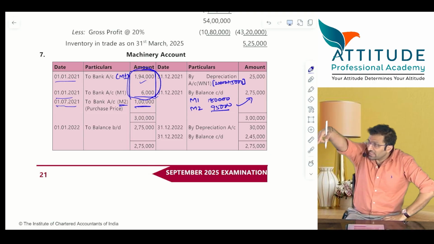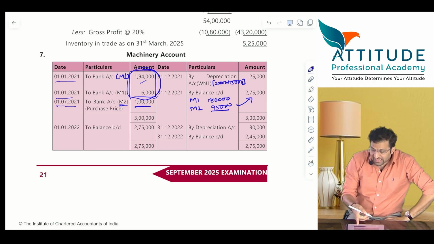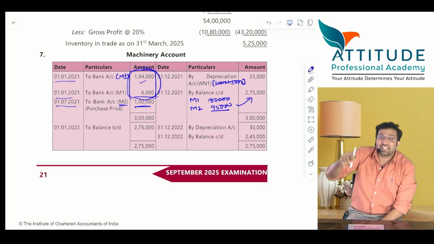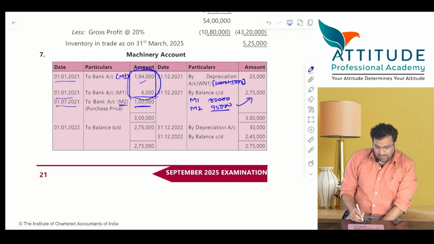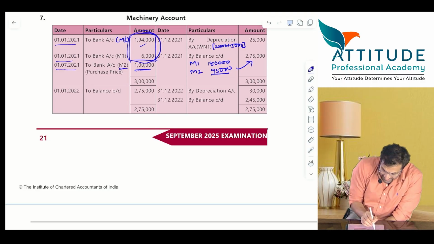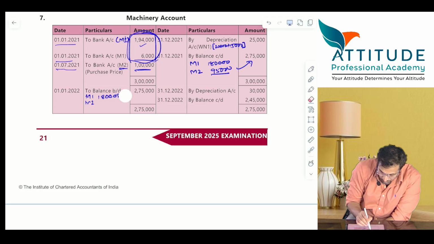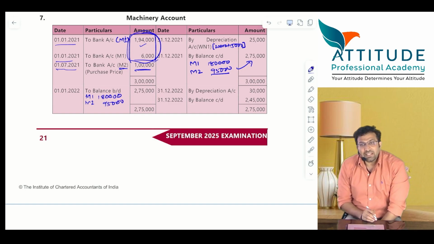This is what I have taught in the class also. I have not done it like this, the way they have done. I have written M1, M2 का balance कितना है. Similarly, while writing here again next year, M1 का balance है 1,80,000, M2 का balance कितना है? ये 1,80,000 है, ये 95 है, समझ आया?